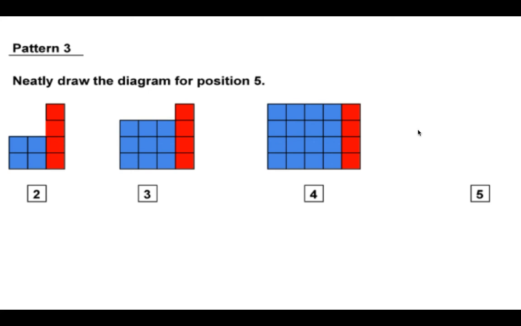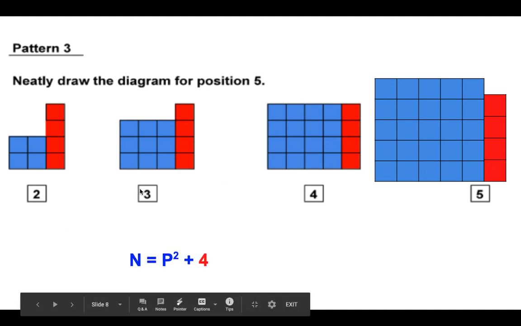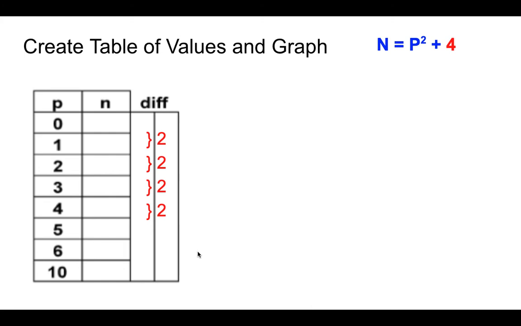Okay, so hopefully you figured out that the blue part will be the position number squared. So for the blue one, we will have a 5 by 5 square, and then the red 4 stays the same, so we'll have a 5 by 5 square plus 4. So the equation here is position number squared plus 4, and I've color-coded those for you here so it's easier to see.